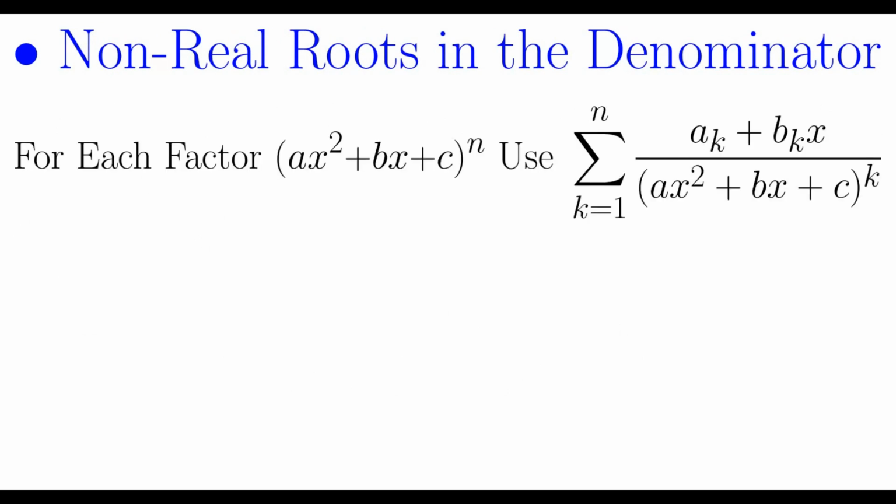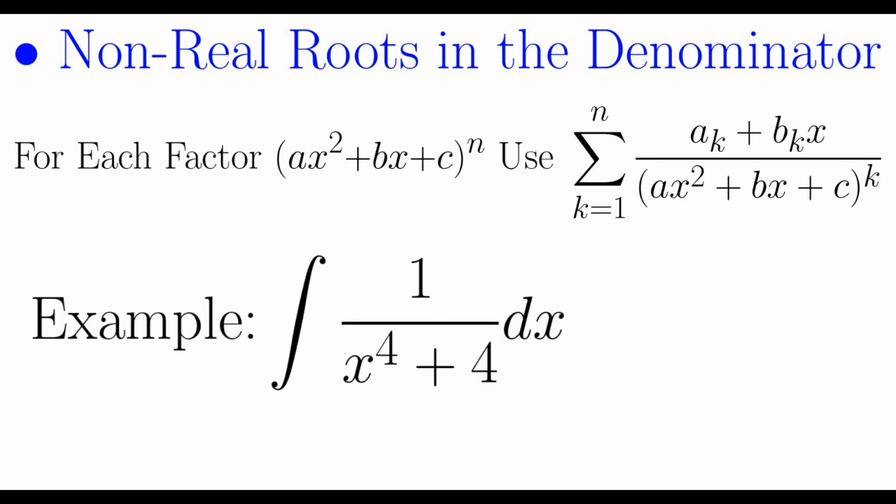If you are given rational functions with non-real roots in the denominator, then for each factor (ax squared plus bx plus c) to the power of n, you would want to write down one fraction for each of the powers of ax squared plus bx plus c. So it would be (a_k plus b_k x) over the kth power of ax squared plus bx plus c. And then you simplify that, you evaluate a_k and b_k, and then you go from there. Here's an example: 1 over x to the fourth plus 4 dx. And sometimes it may not be easy to factor the denominator.